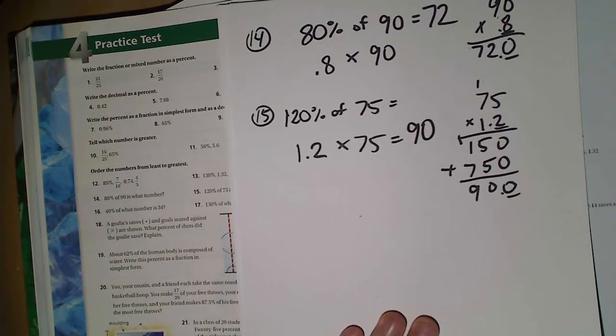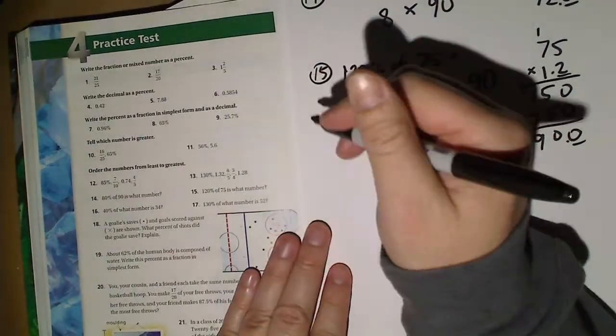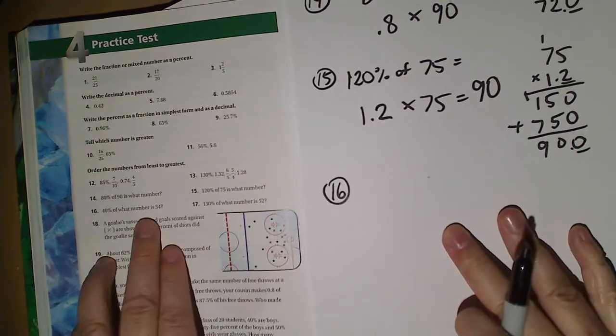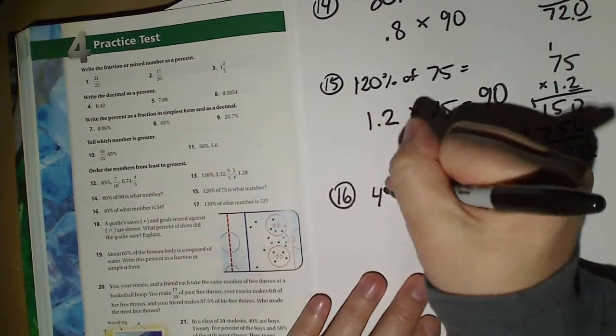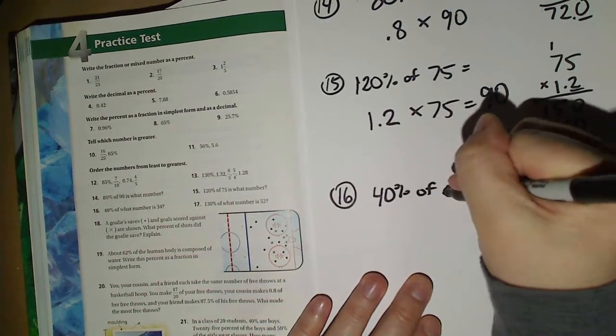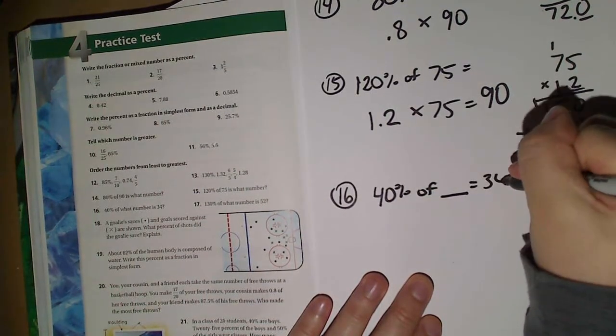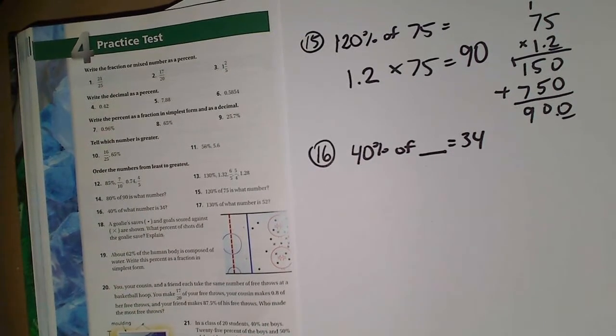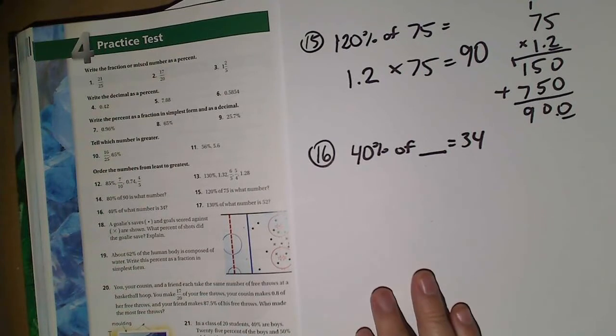Moving on to number 16. It says 40% of what number is 34. So 40% of blank equals 34. Now these are kind of the trickier ones, remember. So there's a couple ways we could think of this.